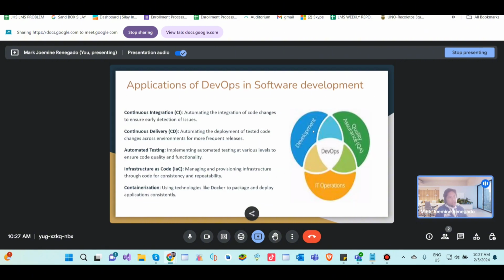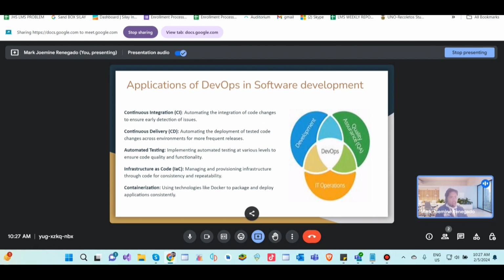Okay? So we are now on the applications of DevOps in software development. We have continuous integration or CI. So automating the integration of code changes to ensure early detection of issues. Next is continuous delivery. Automating the deployment of tested code changes across environments for more frequent releases. So next is automated testing. So implementing automated testing at various levels to ensure code quality and functionality.